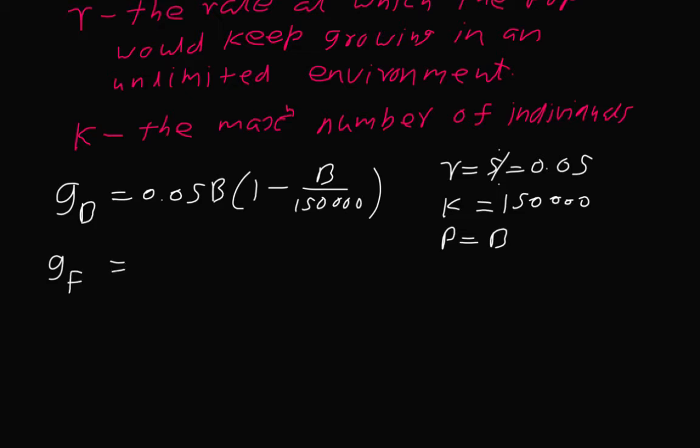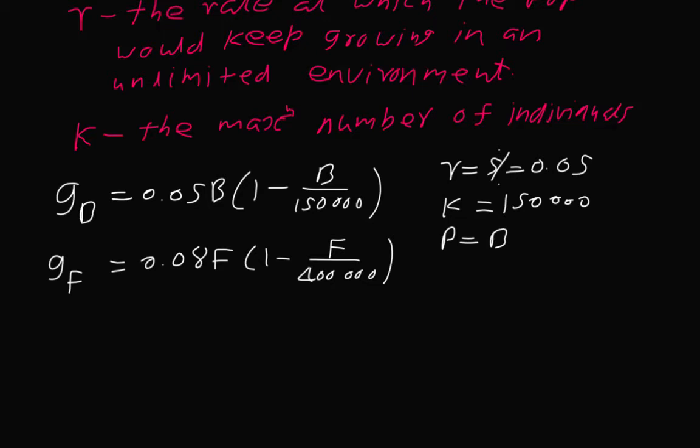The same thing we can write down for GF for the fin whales. This one is 8%. Please read the example again. It says 8%, which is 0.08. Then F times (1 minus F over the maximum, 400,000). So these are the two assumptions.